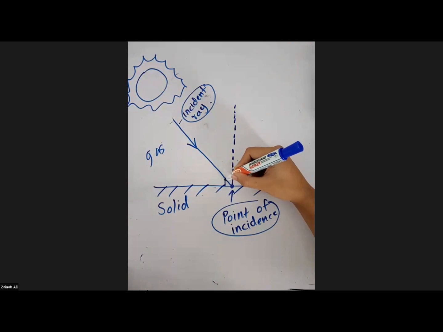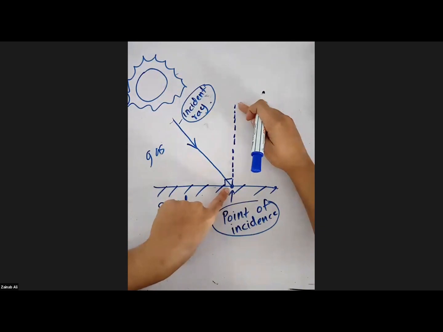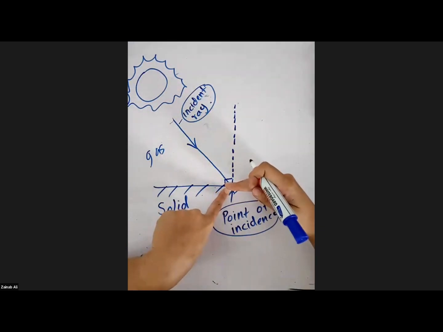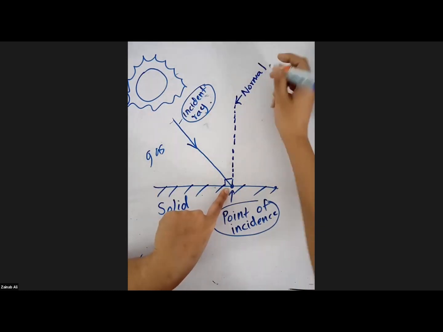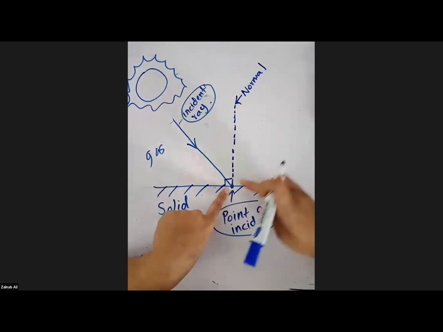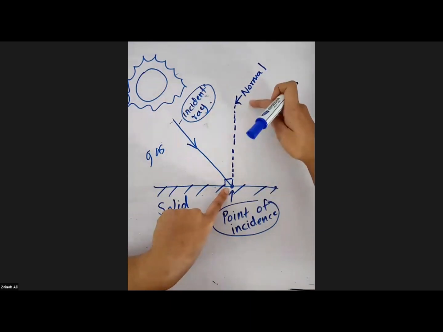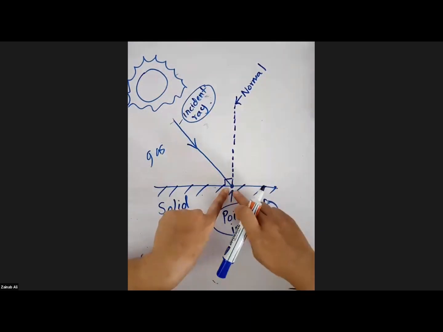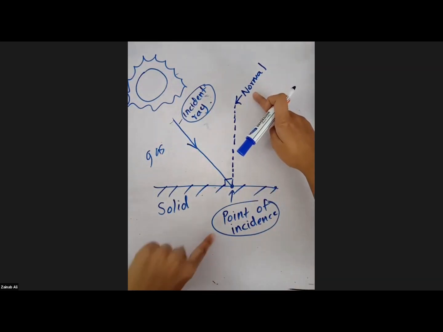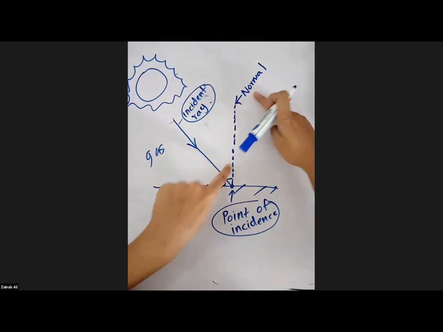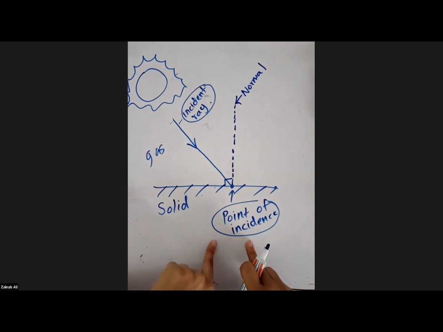The line which is drawn perpendicular to the surface at the point of incidence, you call it a normal or a normal line. What is normal? Normal is the perpendicular line drawn to the plane mirror at the point of incidence.